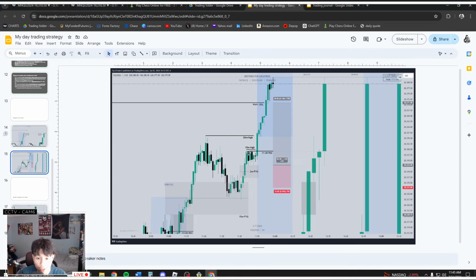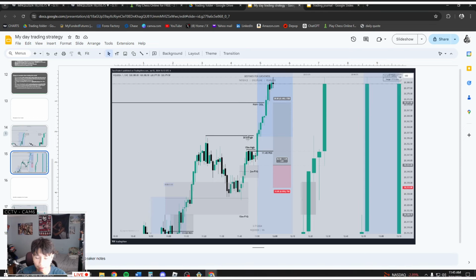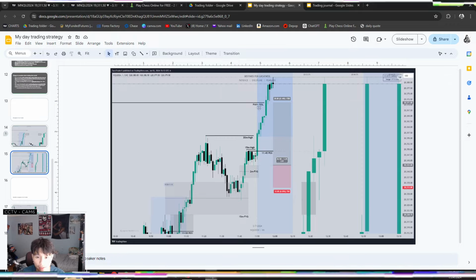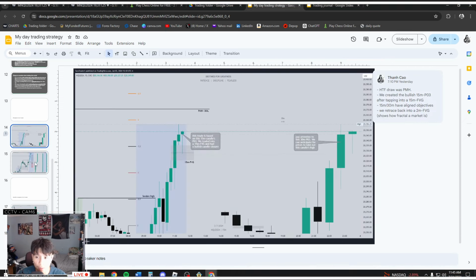So the same model occurs here as well. We retrace back into the 2-minute FVG, targeting the 15-minute high. After we take out the 15-minute high, I'm moving my stops to break even, and I take off a partial there, and I also take a partial at the 30-minute high, and previous month's high is my terminus. So that's one example of an A plus setup for me.